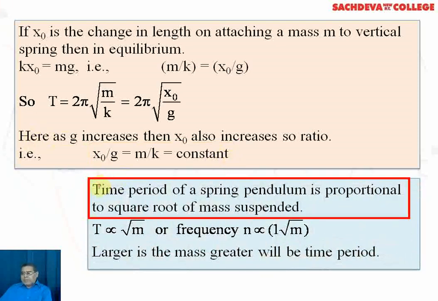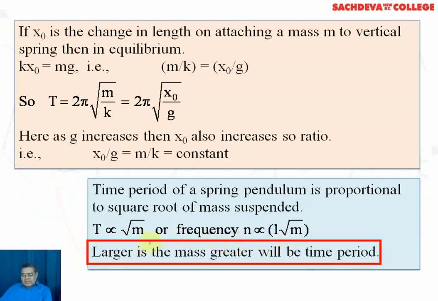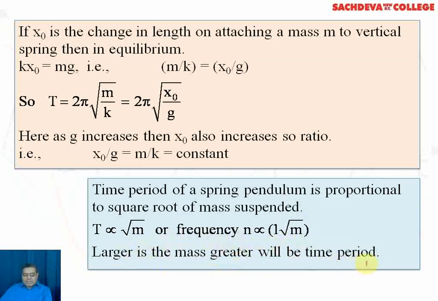The time period of a spring pendulum is proportional to the square root of the mass suspended. This is what is written in the above equation, where we have 2 pi under root m by k. So T is proportional to under root m. Now when we speak of frequency, it is the inverse of time. So n is inversely proportional to the square root of m, so we have written n proportional to 1 over root m. The larger the mass, the greater the time period. So mass will control the time period, or frequency is also affected by the mass.